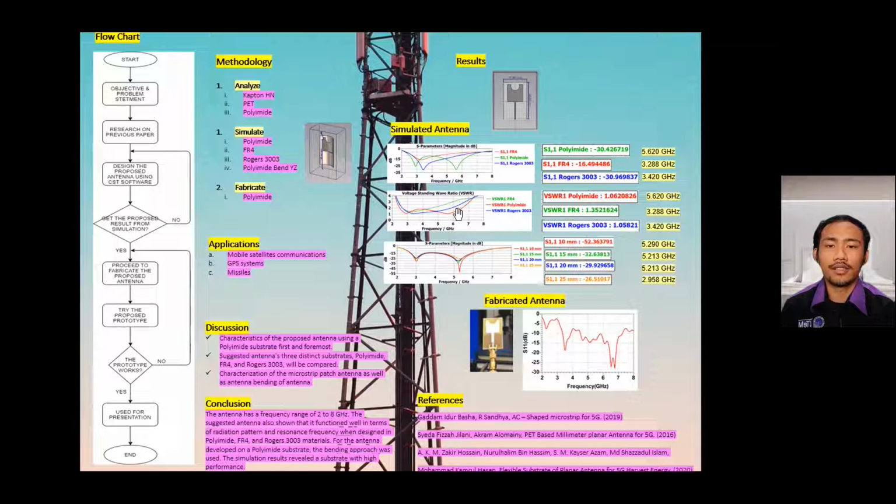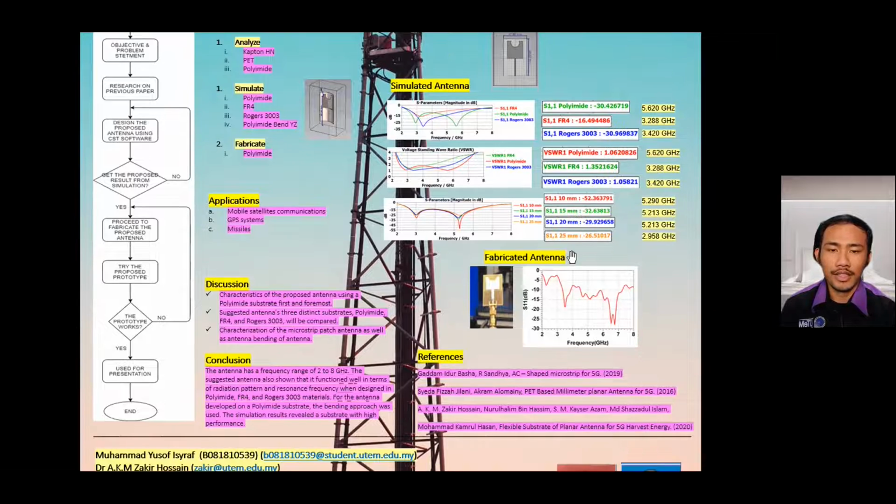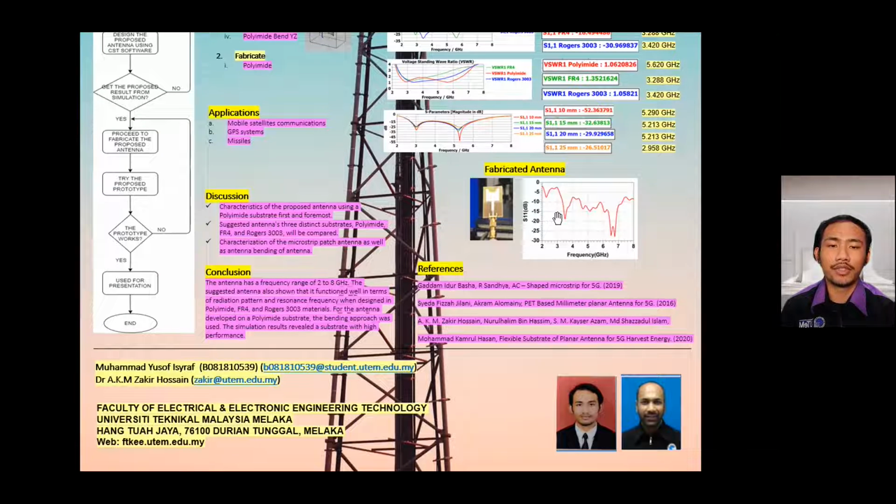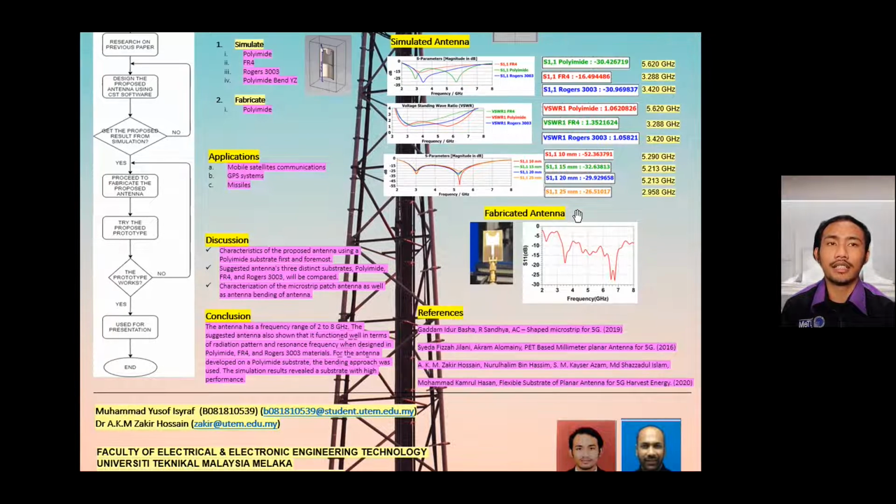After that, I simulated polyimide with different bending radii, which are 10 mm, 15 mm, 20 mm, and 25 mm. This is the fabricated antenna that I fabricated in the UTeM laboratory, which is the antenna on my supervisor. So this is the output for the S parameter for the fabricated antenna. Overall, the result I get is quite the same as the simulation.